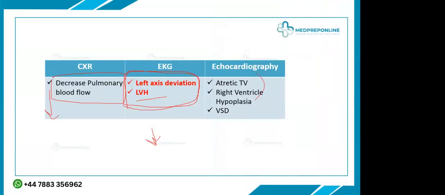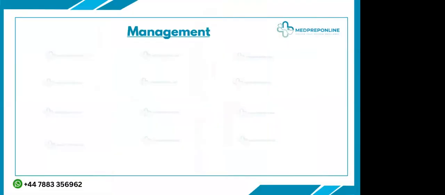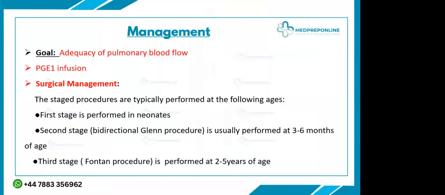On echocardiography, you will see the atretic tricuspid valve, the right ventricular hypoplasia, and the VSD and ASD. They are present. And how are you going to manage this? You have to maintain the adequacy of pulmonary blood flow. So you will start a prostaglandin infusion to have blood flow from the aorta to the pulmonary artery and then to the lungs. And then you have to go for surgical management.